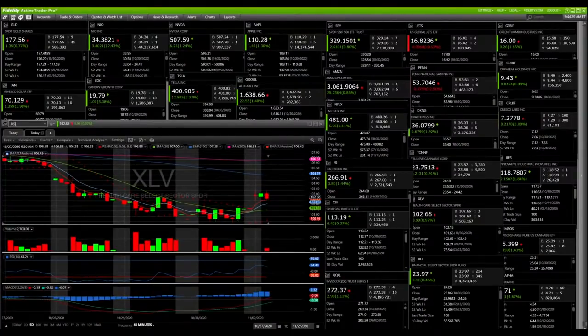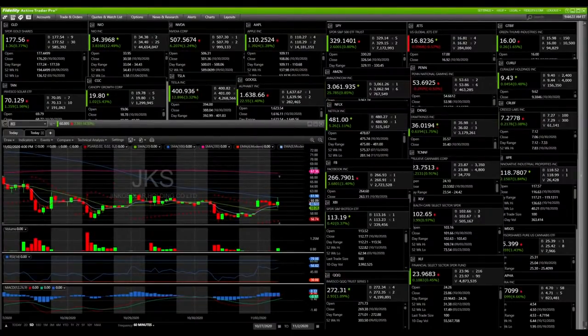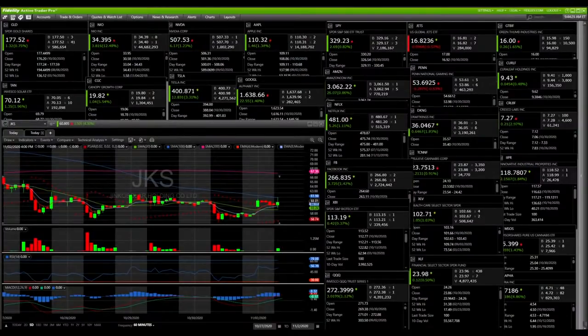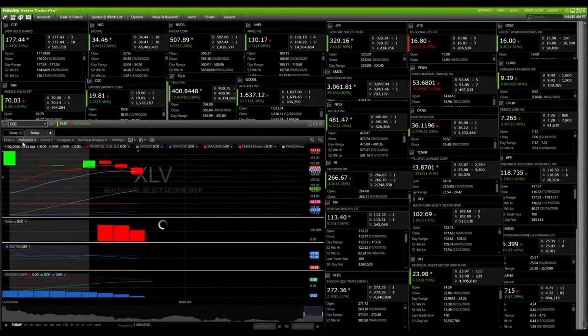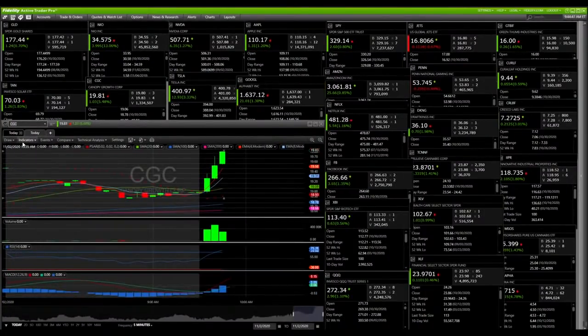Let's check on JKS. Strong start with the solar sector, and JKS already breaking the high of Friday. And now we're looking at 62.37 as the next resistance level. Checking back in on CGC volume, and they're still keeping up that momentum up at the high of the day. Very strong volume start.